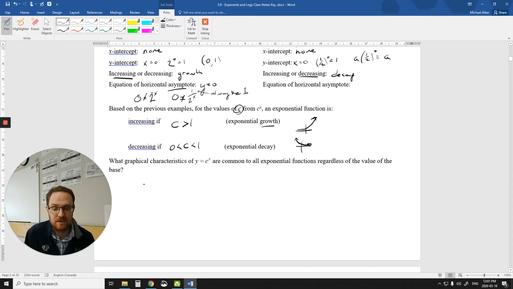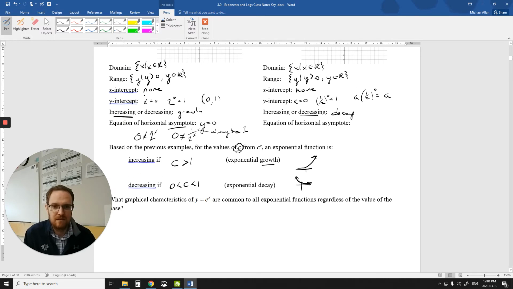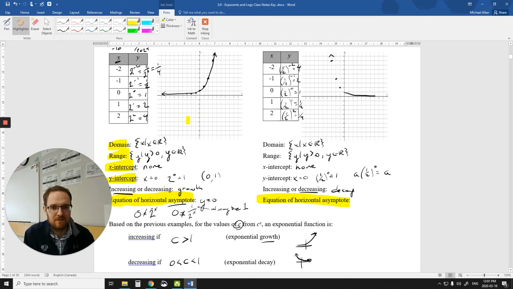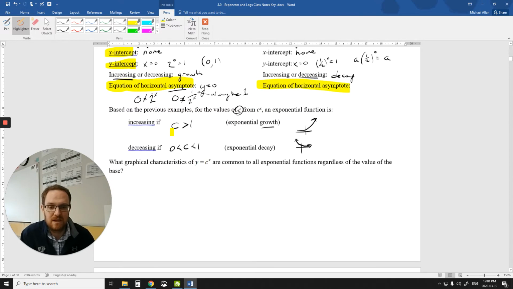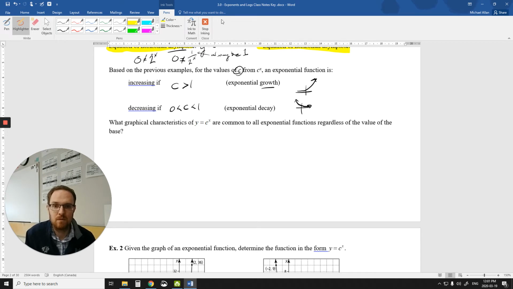All right. So what graphical characteristics are the same between all of these? What we notice up here, if we just scroll up, the domain is the same for both these graphs. The range is the same for both these graphs. The x-intercepts and the y-intercepts are the same for both these graphs. And the only thing that really changes is basically the shape of the graph. We discussed this in class before, but if you look very carefully, the shapes of these graphs are just reflections over the y-axis. And remember, in our transformations, we can achieve that reflection in the y-axis by doing a negative x in my f of x notation here.